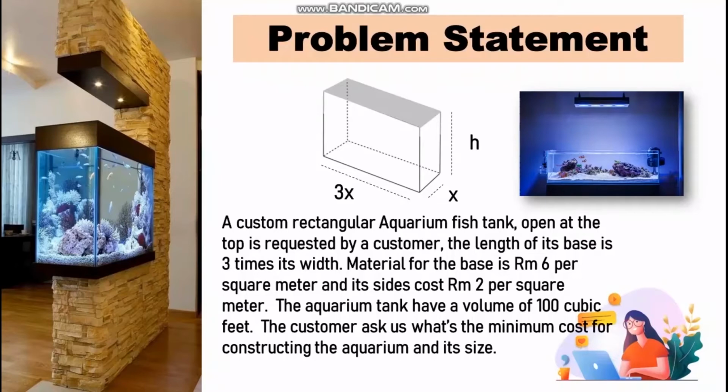So for the problem segment of our video, a custom rectangular aquarium fish tank open at the top is requested by a customer. The length of its base is 3 times its width, and the material used on its base is 6 ringgit per square meter, and its sides cost 2 ringgit per square meter. The aquarium tank has a volume of 100 cubic feet, so the customer asks us what the minimum cost for constructing the aquarium tank is and its minimum size.